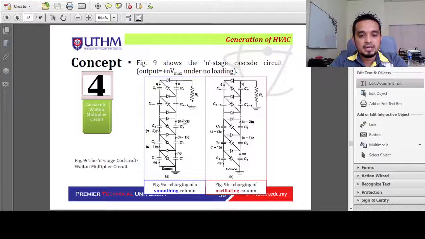We have the charging side for the smoothing column, and the charging side of the oscillating column. So this is n-1, n-2, and so on, stages 1, 2, 3, 4, 5. The combination of the smoothing column and the oscillating column gives us a Cockcroft-Walton circuit that generates n Vmax.